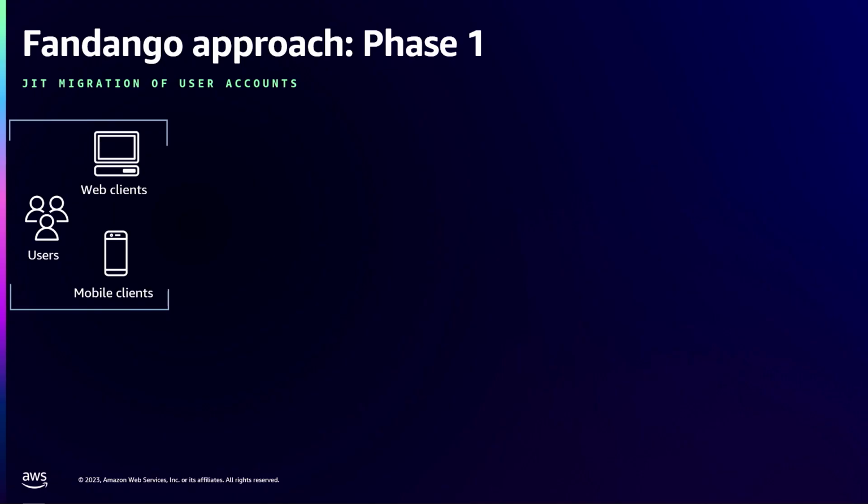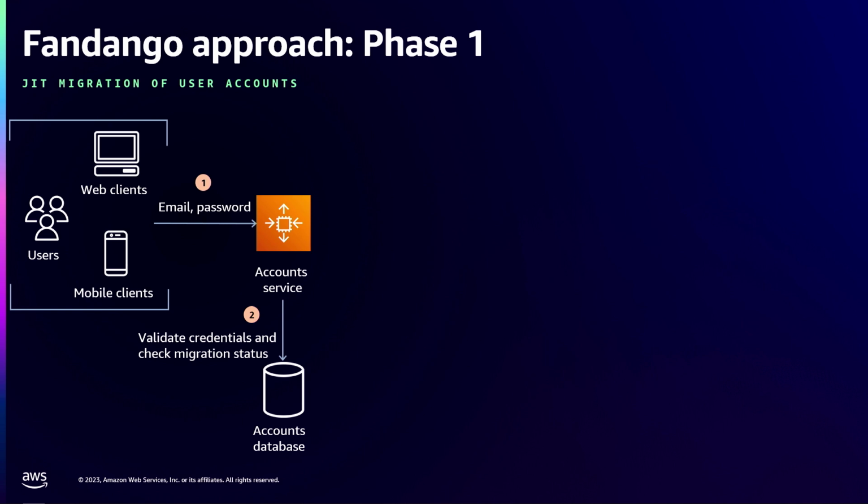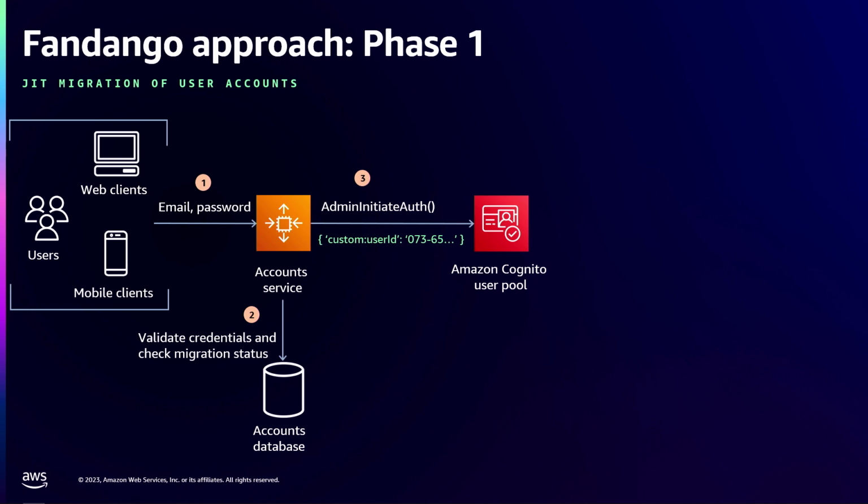So as you can see, the prime goal was just-in-time migration of user accounts. And the way we accomplish that is our users come in through our regular web clients and native iOS and Android clients. They would submit their email and password or credentials to a centralized account service. The account service will basically check the user for validating the credentials and also check whether the user has been migrated to Cognito or not by using a custom flag. If the user has not been migrated to Cognito, we issue a server-side call to the user pool using the Cognito SDK. And we also tag along the custom user identity as a custom attribute.